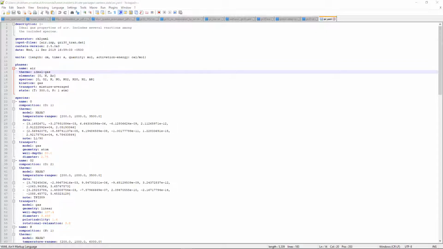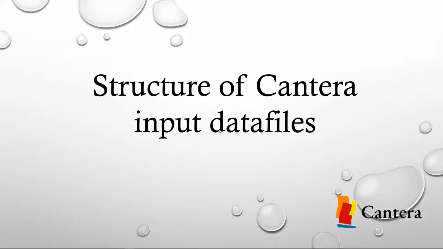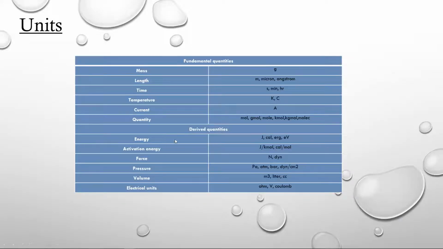Let's go back to the presentation. Okay, so here are the different units that can be used for mass, length, time, temperature. All of these are fundamental quantities, and then you have derived quantities as well. So with that, let's go back to the data file again and see the next sections of the data file.